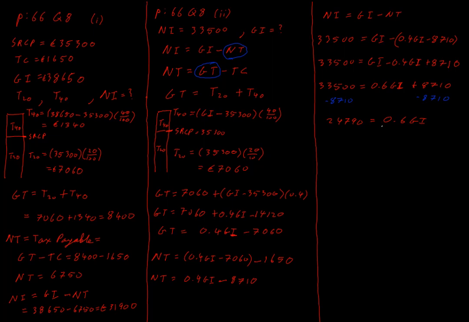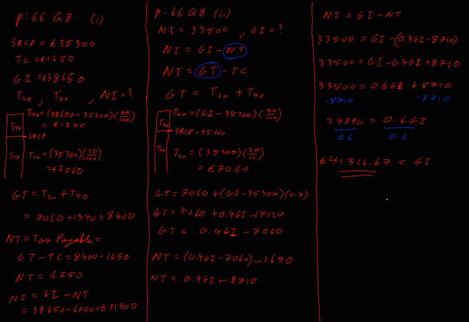I want to get GI by itself, so I must divide by 0.6. And I get 41,316.66 recurring, so I round that to 2 decimal places because I'm dealing with money. It's equal to my gross income, and I don't forget my euro sign, and that is my gross income.